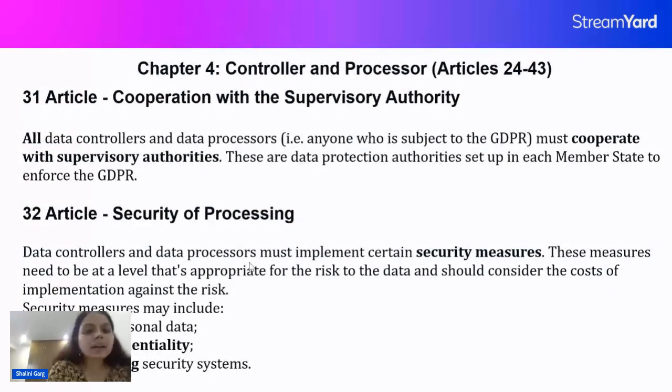Anyway, Article 32 is related to security of processing. We have been reading for a very long time that we have to comply with the security of processing. This is a very important article in the information security domain. The controller and processor must implement technical and organizational measures which ensure data security, considering the state of the art of technology, the implementation cost, and the nature of the processing.